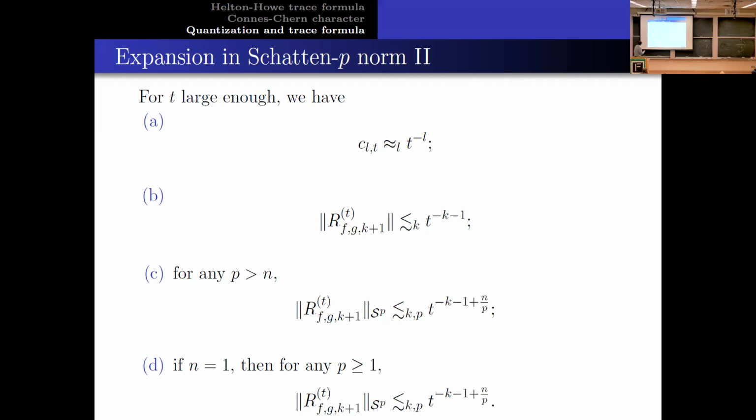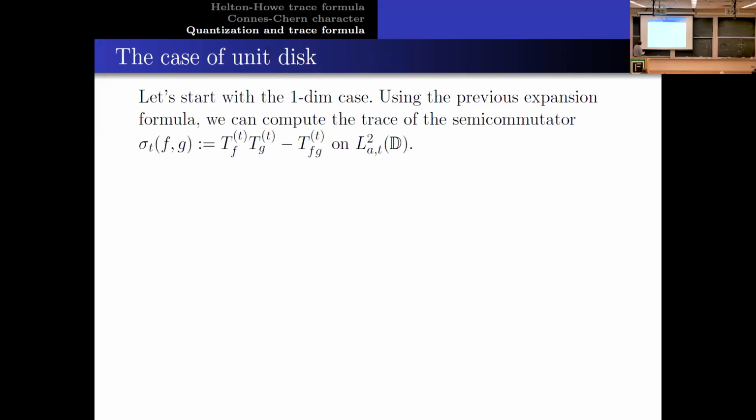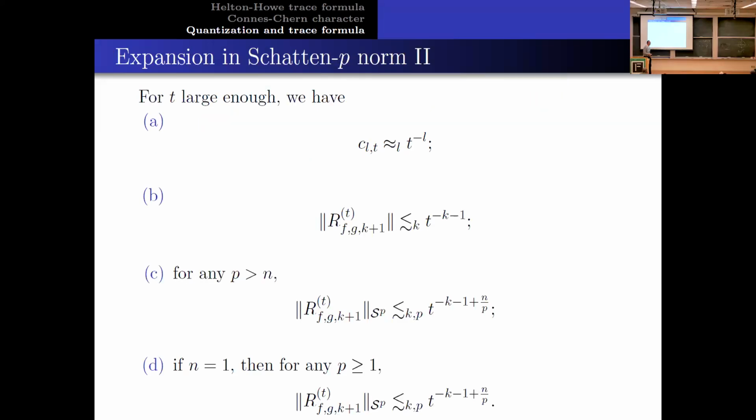Okay, great. So that's about the operator expansion. Now let's look at the example I started with, the unit disk. Now we want to look at the form. The difference is in the range of p. For n equal to 1, p is allowed to be 1. But for p greater, the estimate is the same.